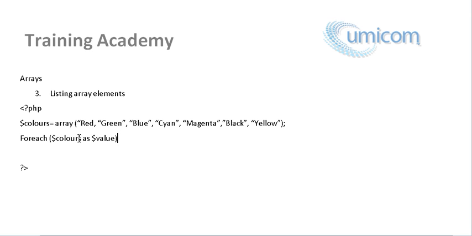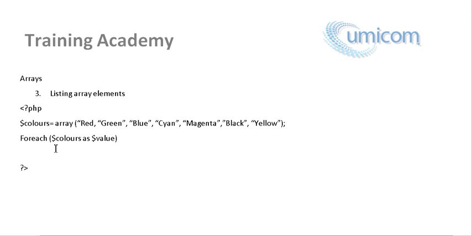So basically what it does, it takes that array and then it retrieves the values red, green, blue, cyan, magenta, black, yellow in there, in the value. It takes each element and puts the value inside here.